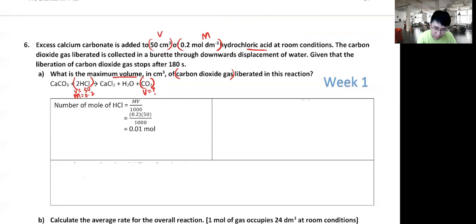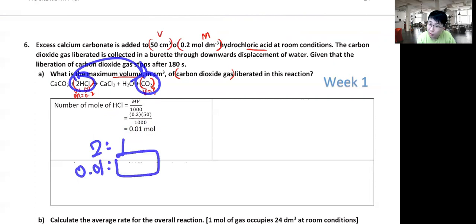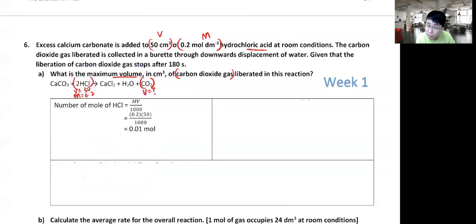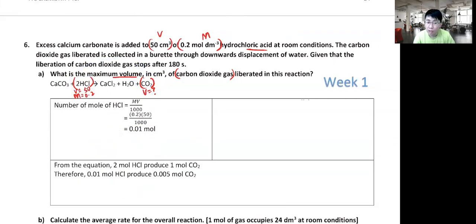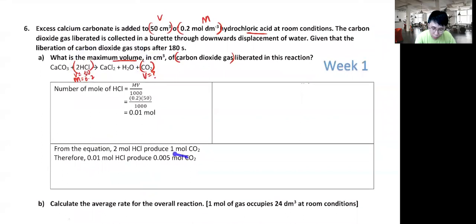Before I do this, can I use this value in my final formula? Cannot, because this value found is for HCl. So better compare first. 2 HCl gives you 1 CO2, so the ratio is 2 to 1. If HCl is 0.01, your CO2 must also be divided by 2, because 2 becomes 1 by dividing by 2, right? So take this value and also divide by 2. Then you get the number of moles of carbon dioxide. There you go, you found your carbon dioxide number of moles.